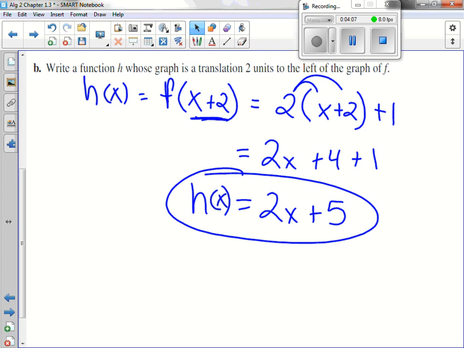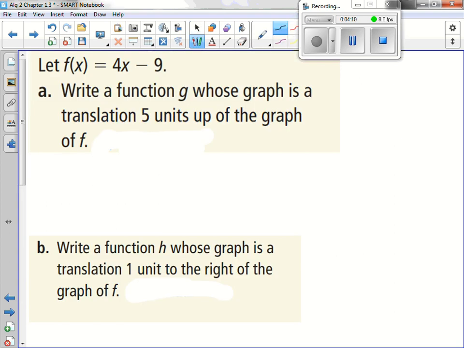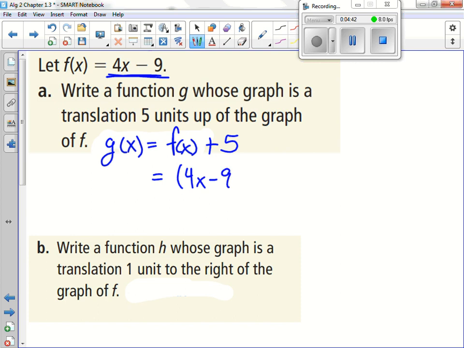Let's look at another one. So this here, they told us the function f of x is 4x minus 9. We want to write a function g whose graph is a translation of 5 units up of the graph f. 5 units up. So that means our g of x is going to be equal to the function f of x, and we're moving it 5 units up, so we're going to add 5 to the function. We're going to move it up 5. We're adding 5 to it. So our function f of x, which really hasn't changed, it's still this right here, because we're not doing anything inside the parentheses. So we can just go on and replace it with 4x minus 9.